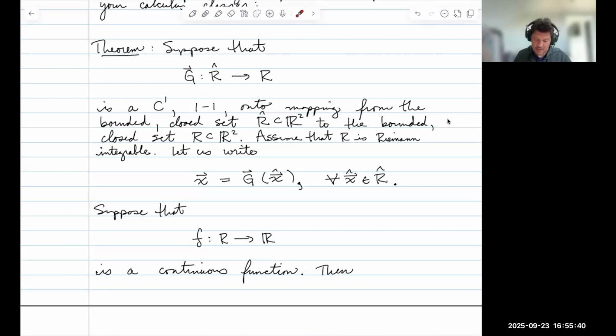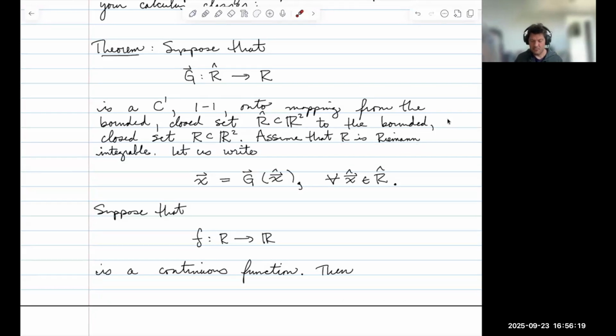All right, so we want to now know how does knowing information about this reference triangle mapping and this canonical affine mapping from a reference triangle into a triangle K, how is this useful? So let's consider the next theorem. Suppose that G is a C1 mapping from R hat into R, and suppose that it's one-to-one onto from this bounded closed set to this bounded closed set. Assume that R is Riemann integrable.